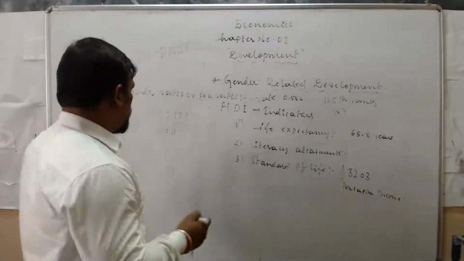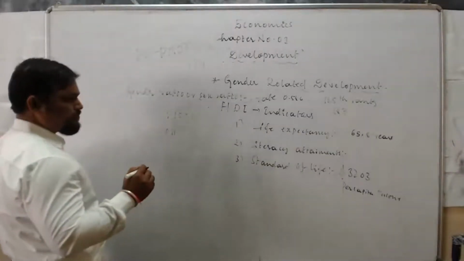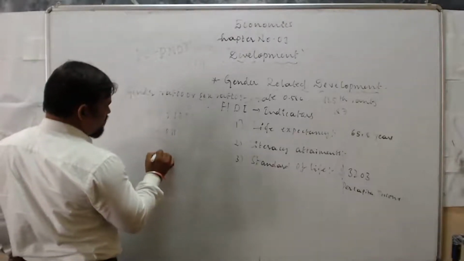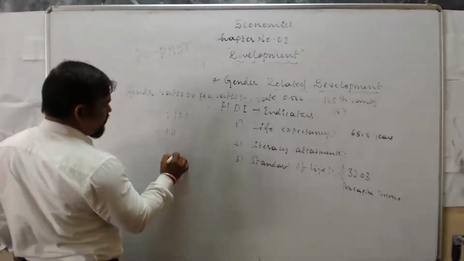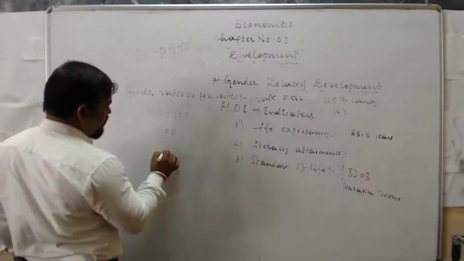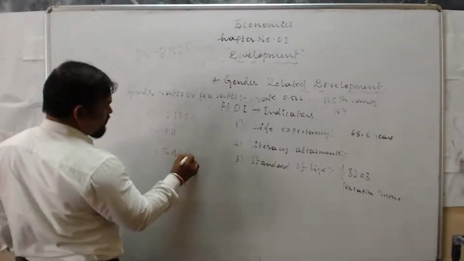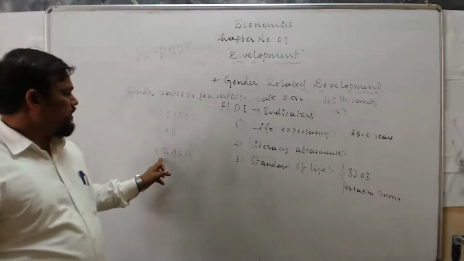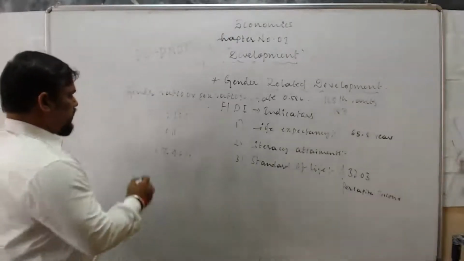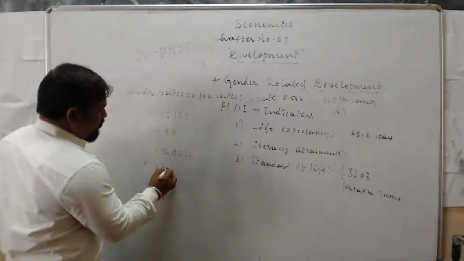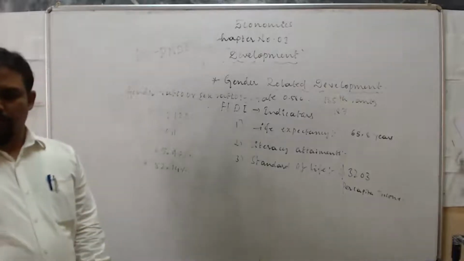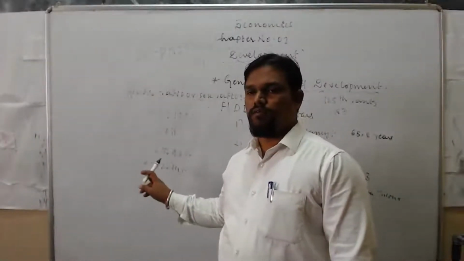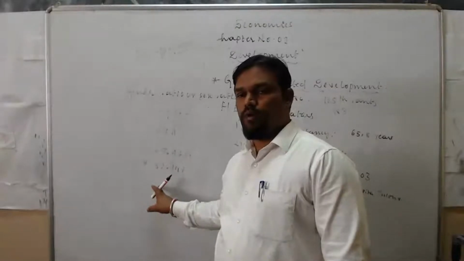Literacy rate. According to the 2011 report, what was the female literacy rate in India? That is 65.46. Then what was the male literacy rate? That is 82.14 percent. So according to the 2011 census, the female literacy rate is 65.46 percent, and the male literacy rate is 82.14 percent.